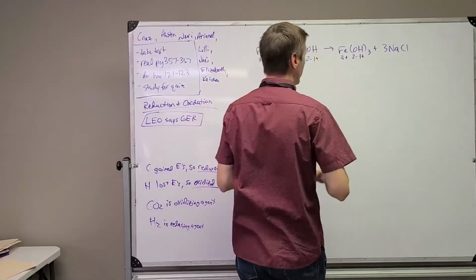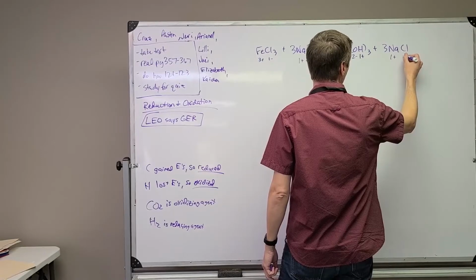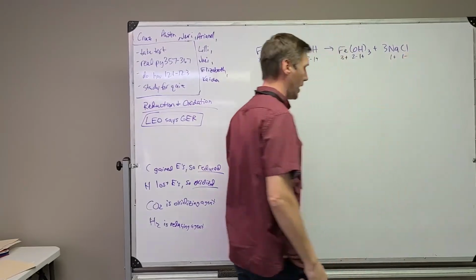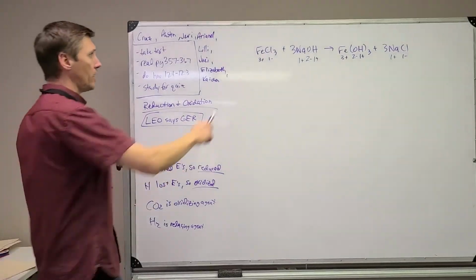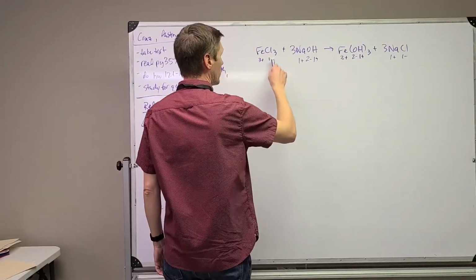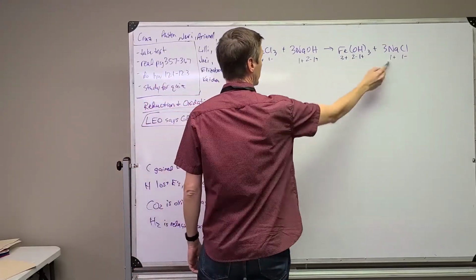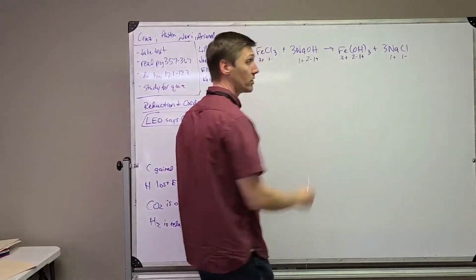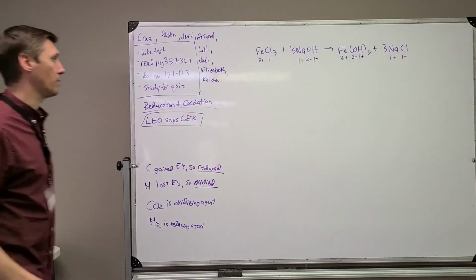And then finally, NaCl, that's an easy one. 1 plus, that's in column 1A, and this is in column 7A. So we've written down all of our oxidation states. But look, Fe doesn't change. Cl doesn't change. It's the same on each side. Na is the same on each side. O is the same. H is the same. So is this a redox reaction? No, it's not. Everything's the same.